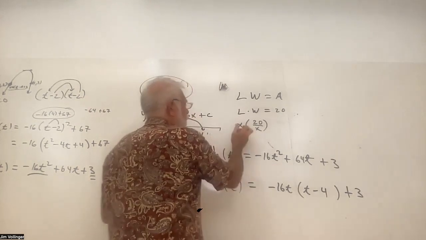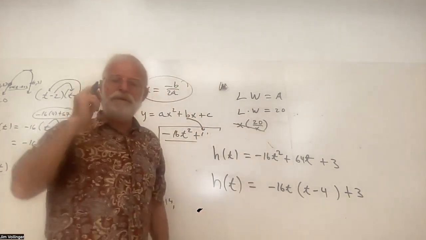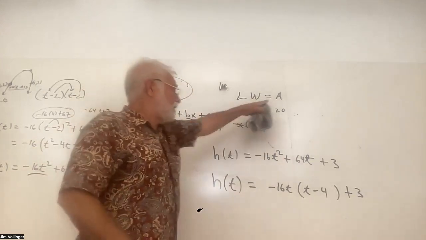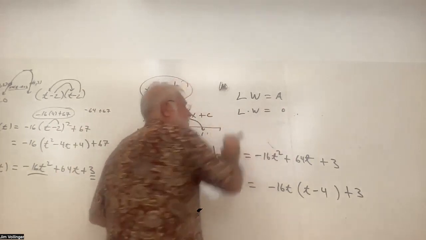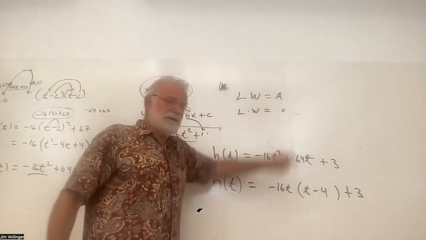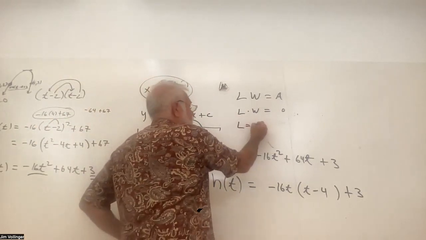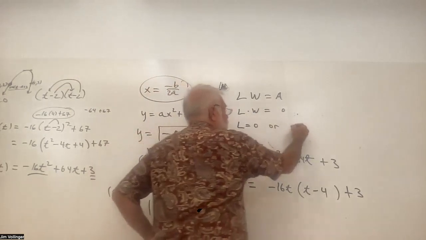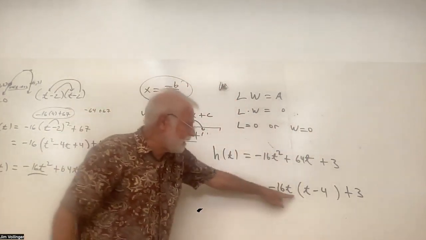But x cancels and you get 20. So there's an infinite number of ways to write the product equaling 20. But as soon as I drop that 20 and make it 0, we're in a whole other world. If length times width equals 0, then either length equals 0 or width equals 0. It has to be true. One of those has to be true. And we're at that right now.